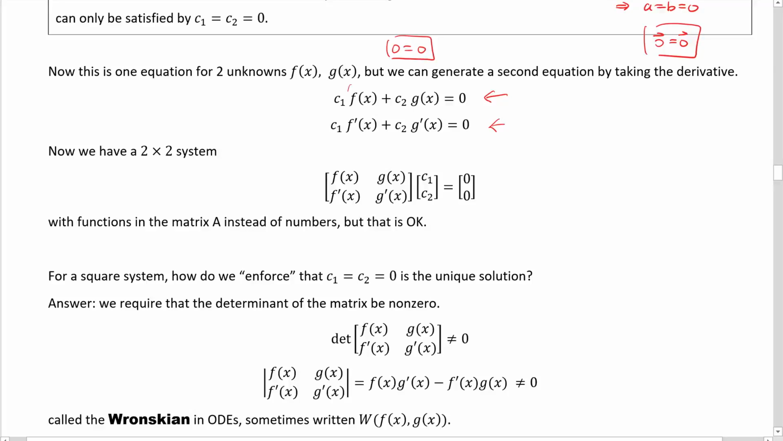Here are the coefficients of c1, and these are the coefficients of c2. That's why we put them here and put this guy here. With the functions, we have functions in the matrix instead of numbers, but that's okay. It works the same.